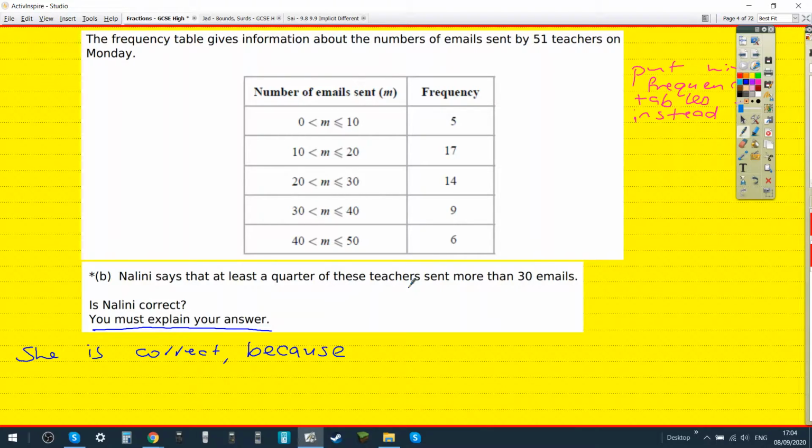Which ones are more than 30 emails? Which groups? The 6 and 9. Yep. What is 6 and 9? What, added together? That is 15. And that is out of a total of 51 teachers.